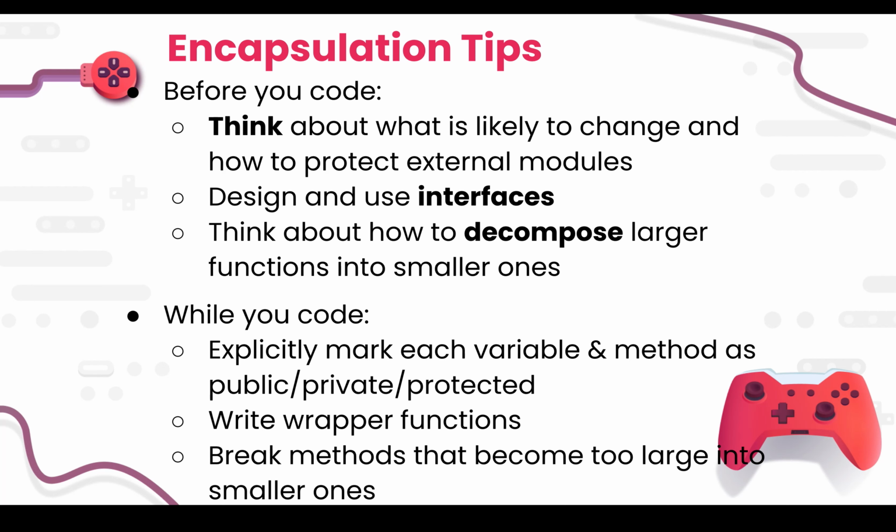Before you code, the first and most important thing is to actually think about what is likely to change and how to protect external code from those changes. Thinking about this before you code is extremely important because changing your design after you code can take a lot of time and effort. Interfaces are basically a specification of an API that your code will follow. By using interfaces, you can ensure that your code doesn't reveal more implementation details than it needs to.